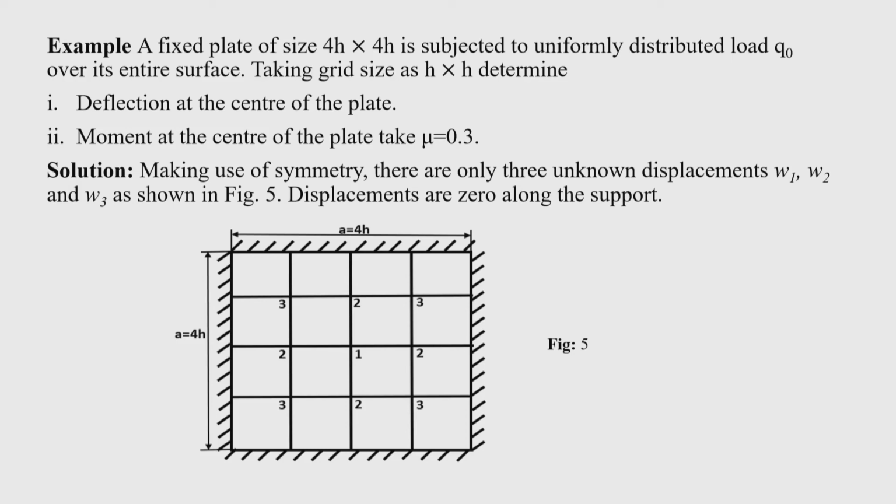We have to find the deflection at the center of the plate and the moment at the center, because the moment at the center will be equal in both directions because of symmetry, and the plate is subjected to UDL. So, at each node the value is, say, q.